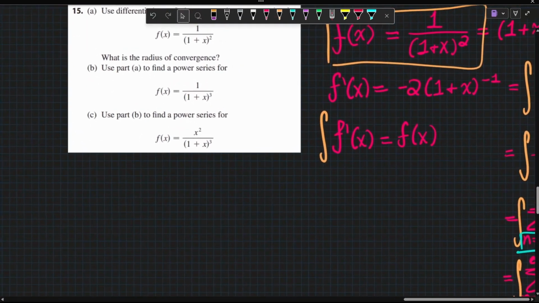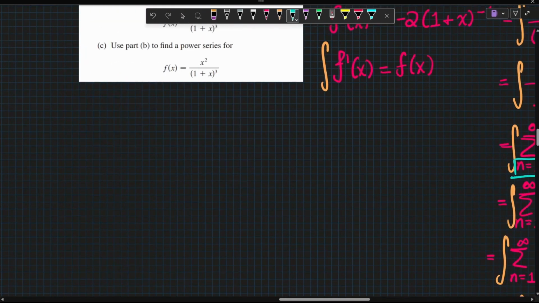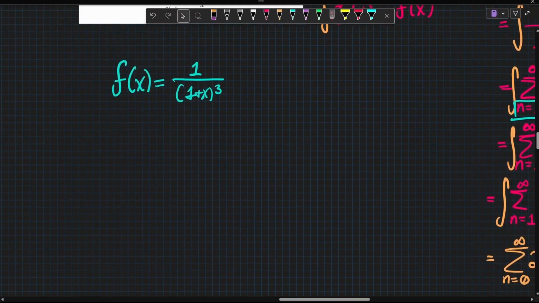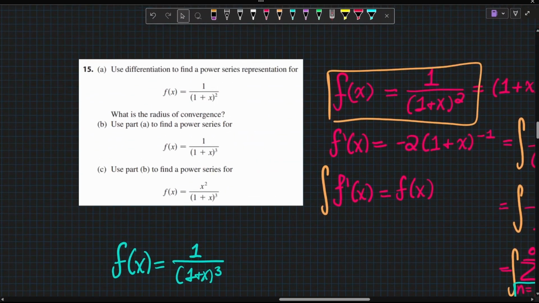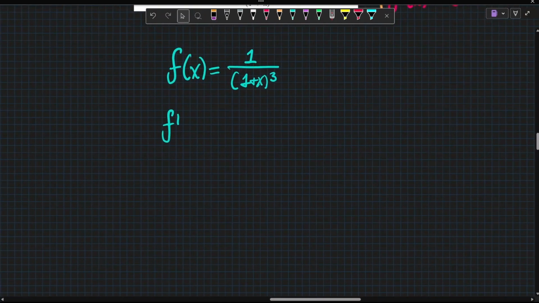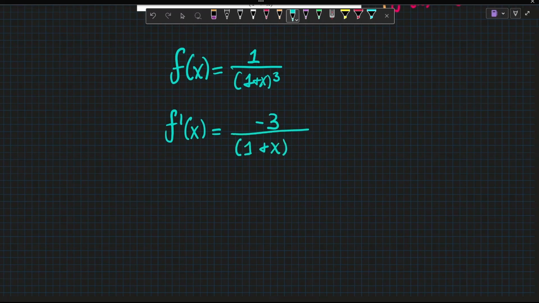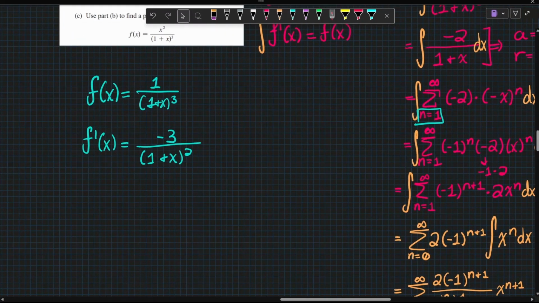Now, use part A to find the power series of this. So we have here x plus 1 plus x to the 3. How do you do this? Well, again, it's telling us to use part A, so we'll do what we did in part A and then see what we can do with that. We'll take the derivative. You get that it's -3 over 1 plus x squared. What can we do from here?